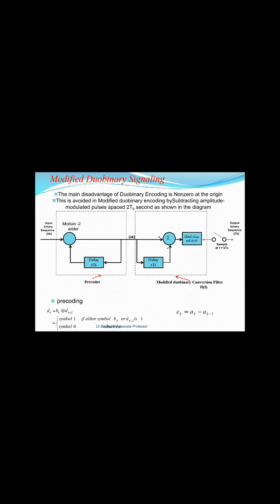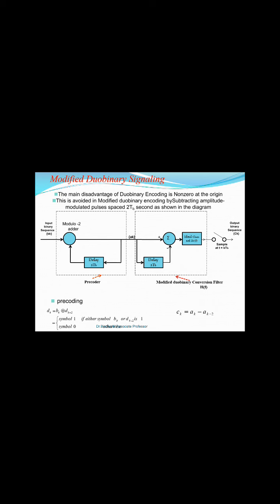Next, we move on to the second part. I told you it's modified duo-binary signaling. A duo-binary precoder and encoder circuit has a drawback: it produces a certain DC component at the output. When it moves from one bit to another, some DC component is present. We call it a non-zero origin. This has to be eliminated, and this can be done by using the modified duo-binary signaling circuit.